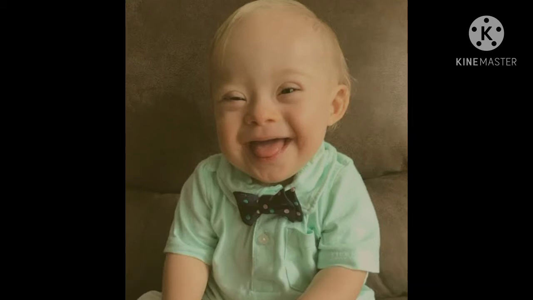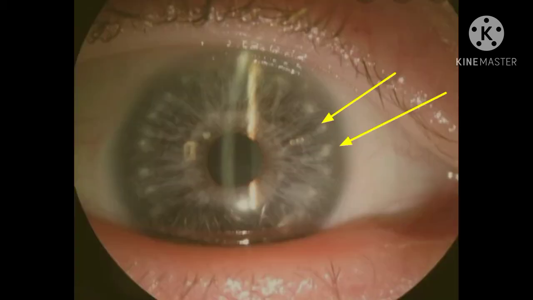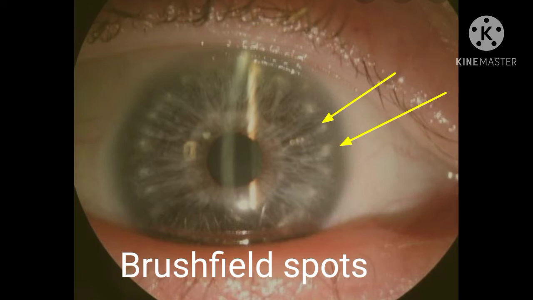Okay, and the final features that we must remember along with these are the brachycephaly and the flat facies. In this case, the child has a low IQ, and overall the child also has hypotonia. Another feature is the white spots on the iris, that is known as Brushfield spots.